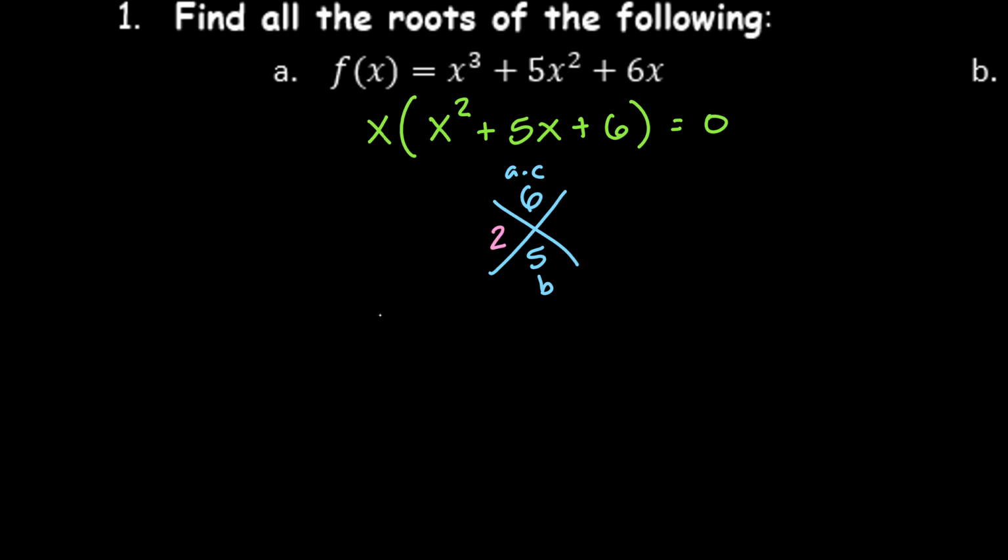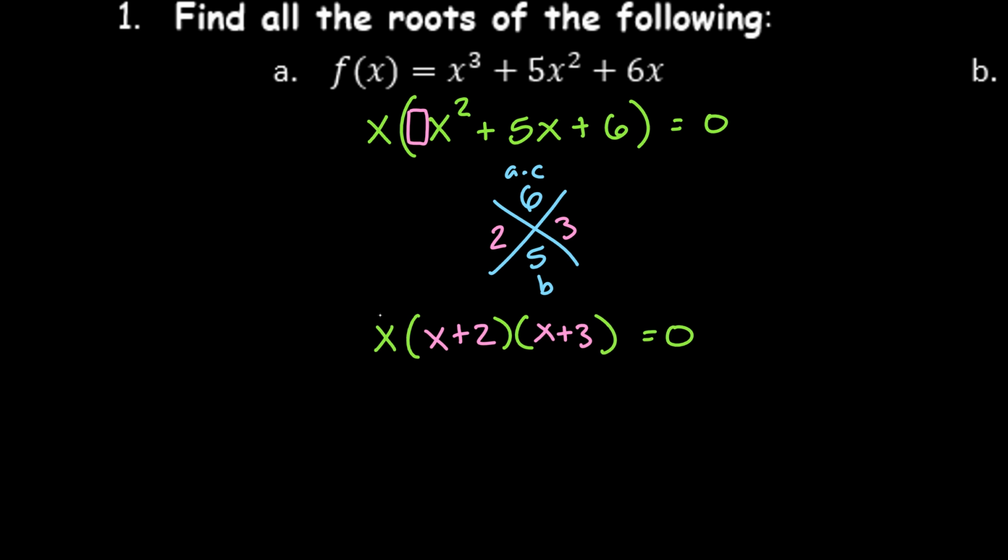2 and 3. So are these my factors? Why, yes, they are. Because why? There's no coefficient on my x squared. So these are my factors. So I have x, then I have x plus 2, and then I have x plus 3. Now what do I do?